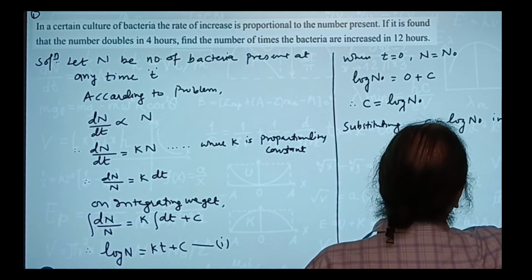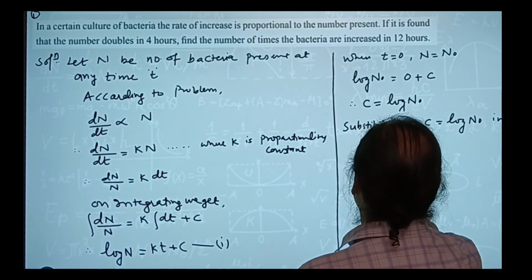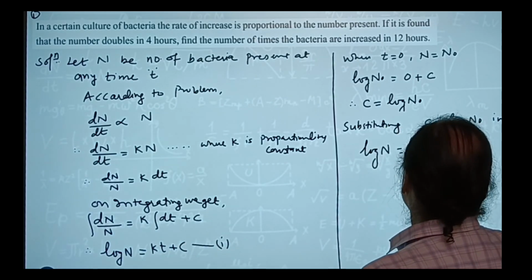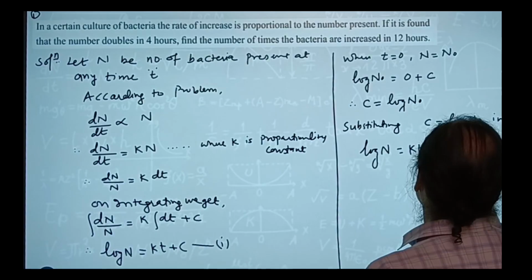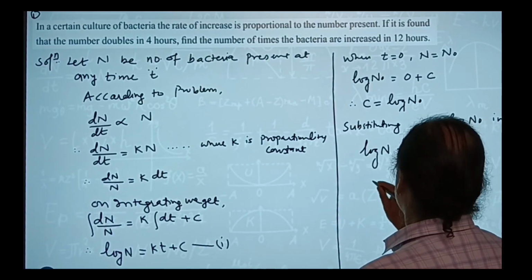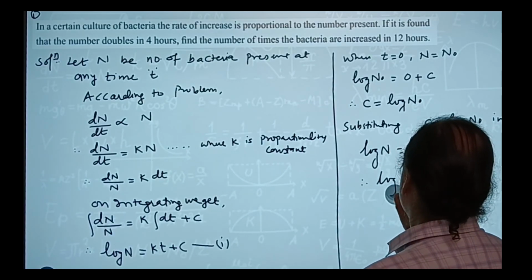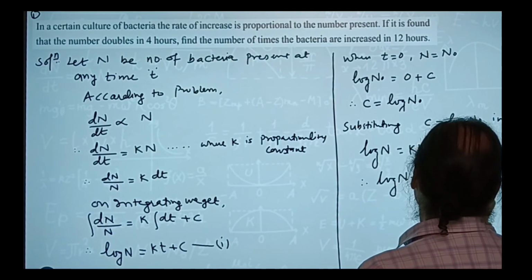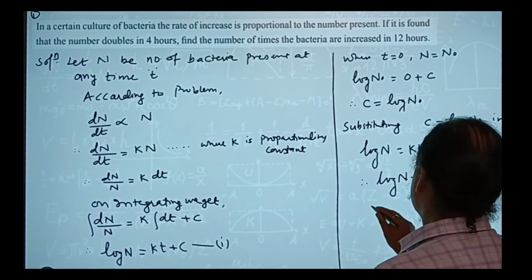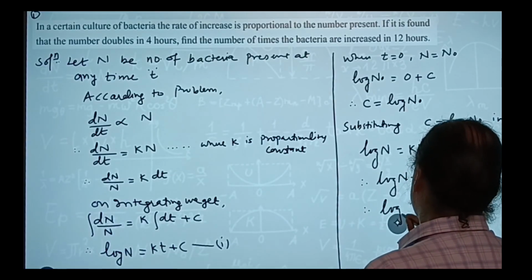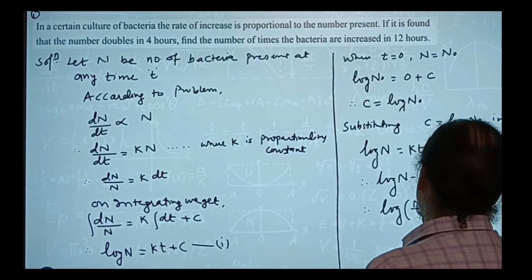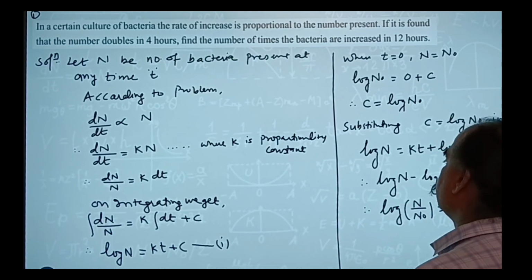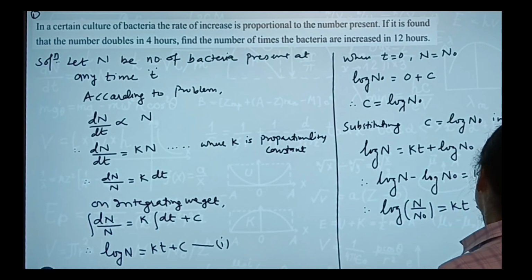In equation 1, log n is equal to kt plus log n0. Therefore, log n minus log n0 is kt. Log n upon n0 is kt. This we write as equation number 2.